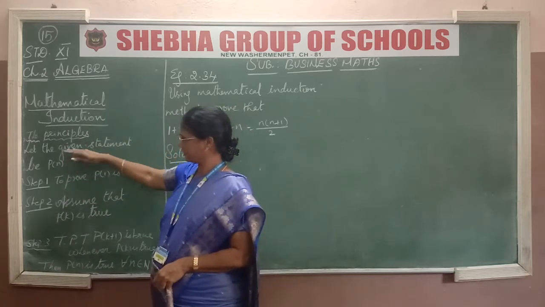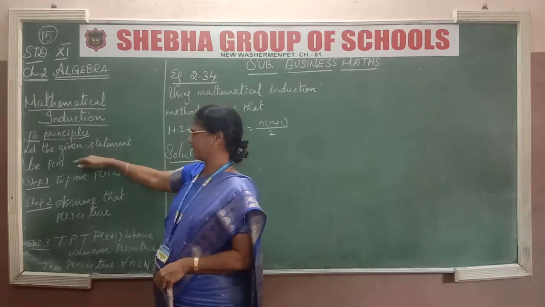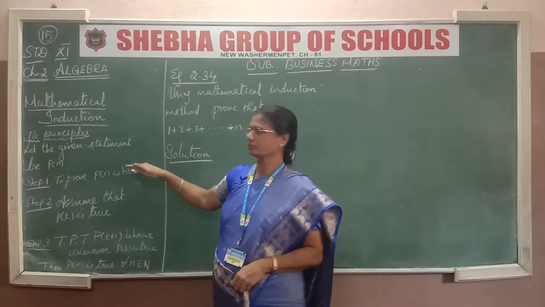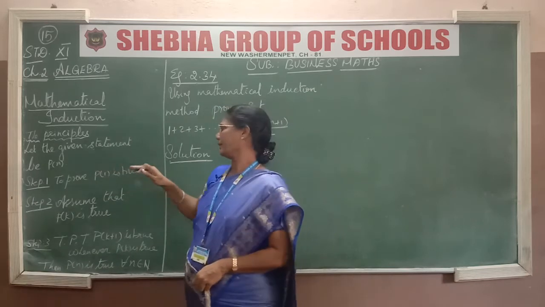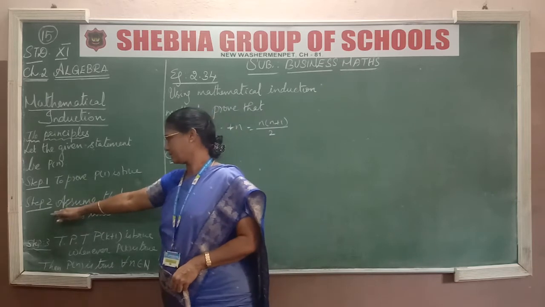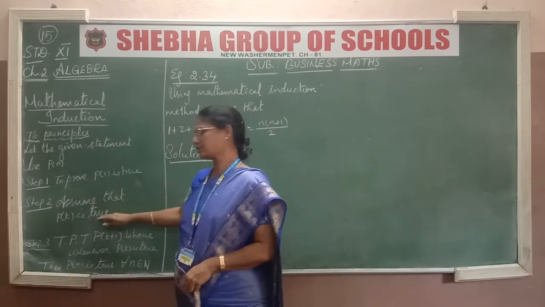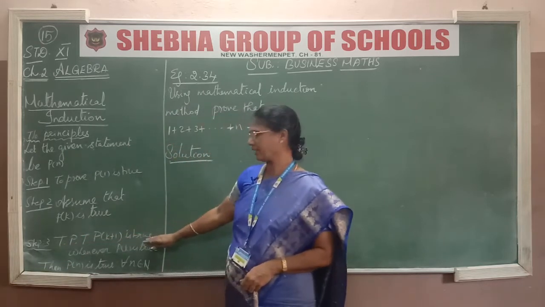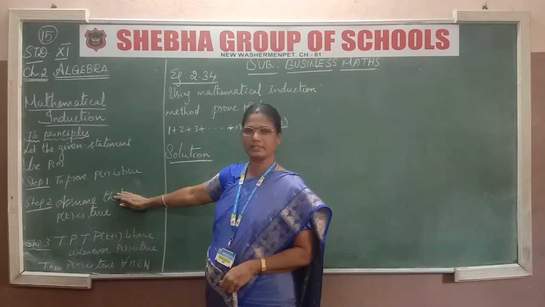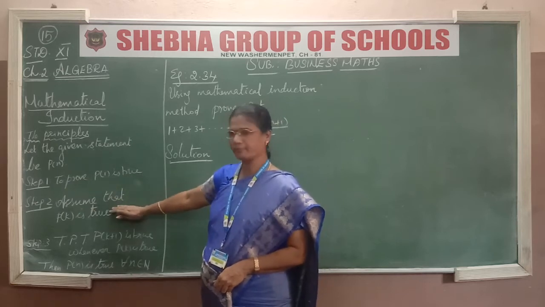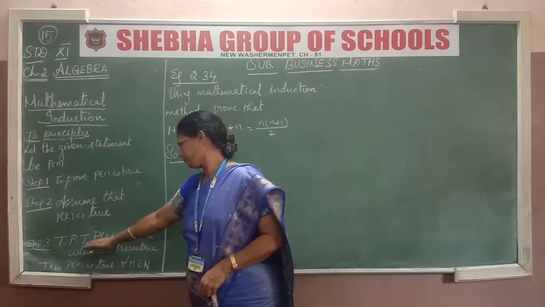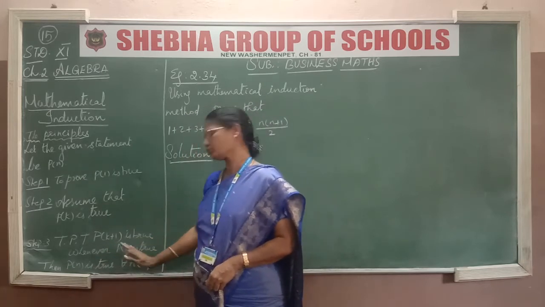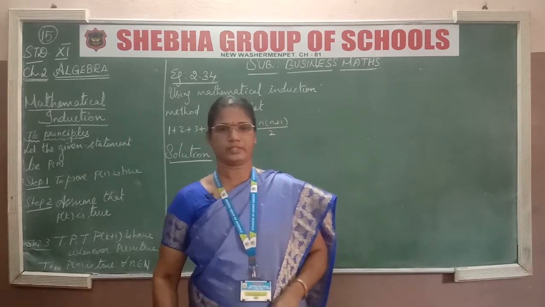The first one is assume the given statement as P of n, and the first step is to prove P of 1 is true. That is, we have to prove for n is equal to 1, and next step is assume that P of k is true, and step 3 is to prove that P of k plus 1 is true whenever P of k is true. That is, using the result of P of k, we have to prove P of k plus 1 is true. And then by mathematical induction, P of n is true for all n belongs to natural numbers.